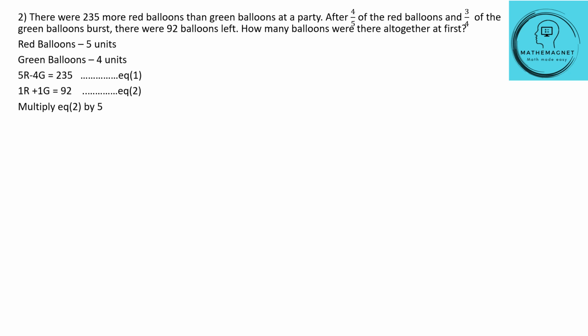Now multiply equation 2 by 5. That will be equal to 5R plus 5G equal to 460. We are multiplying equation 2 with 5 for cancelling out with equation 1. That is why we are multiplying it with 5. Let's name this as equation 2a.